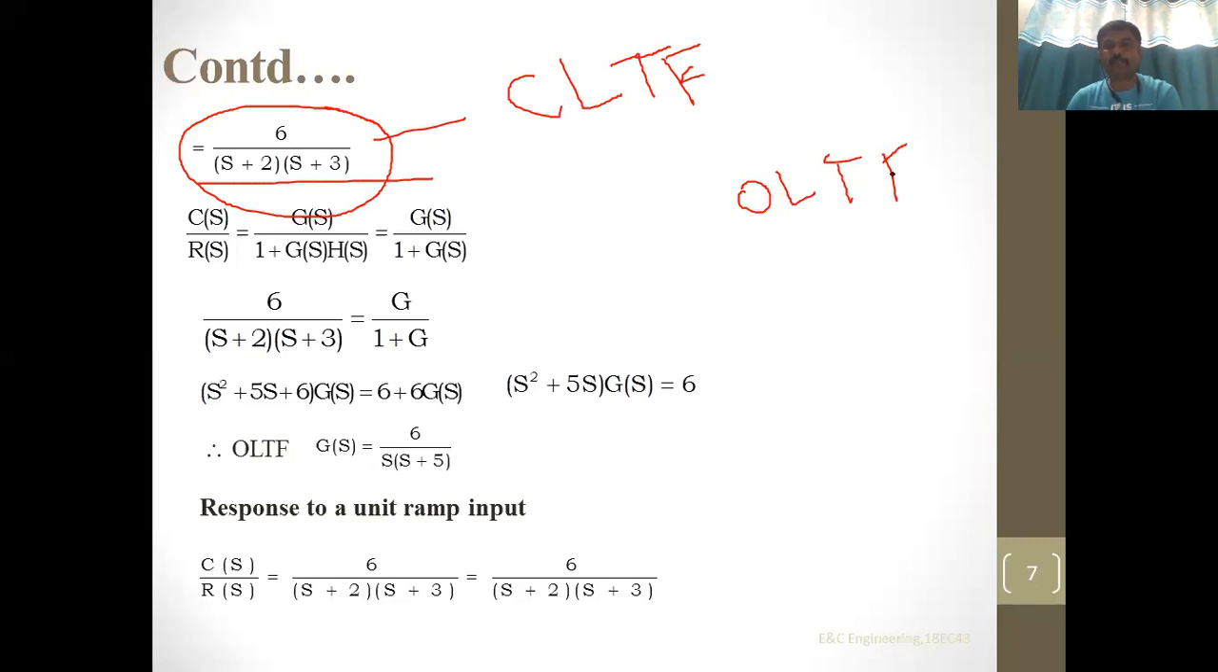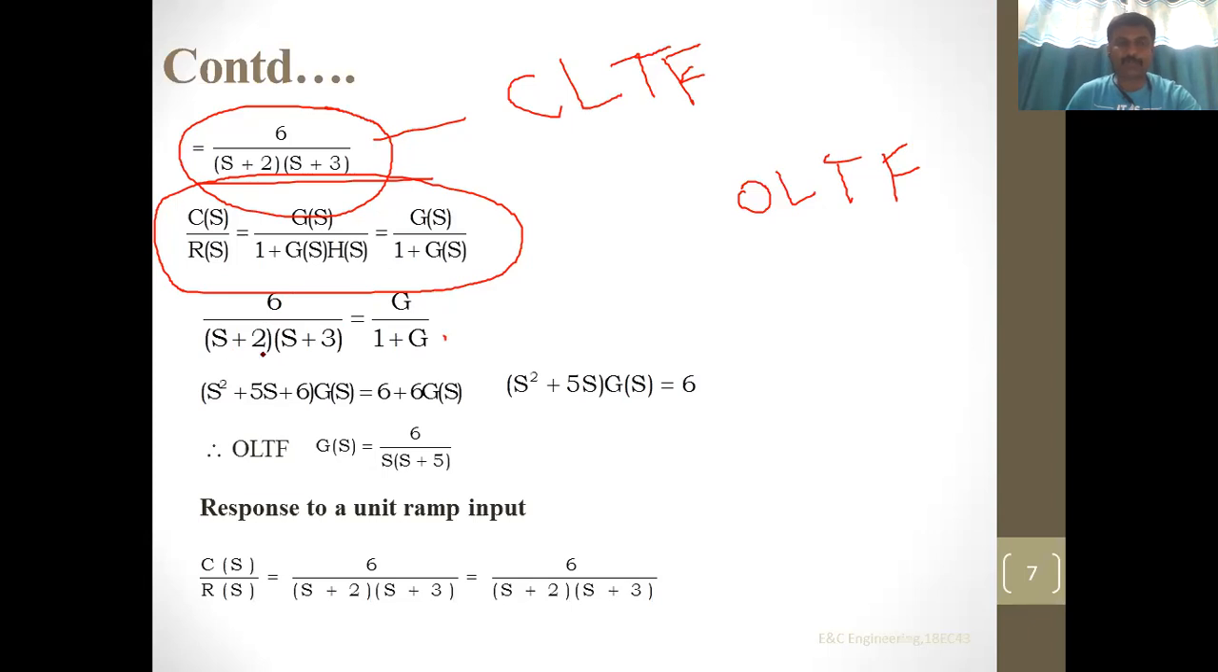OLTF. OLTF is G of s. How do I find this? It is very simple. Now we know that C of s by R of s is equal to G of s divided by 1 plus G of s into H of s. Here H of s is 1, unity feedback. Then what happens, if I equate these two, cross multiply.